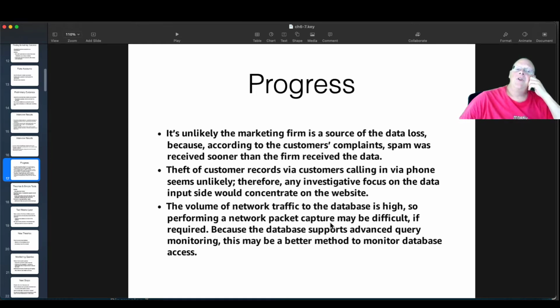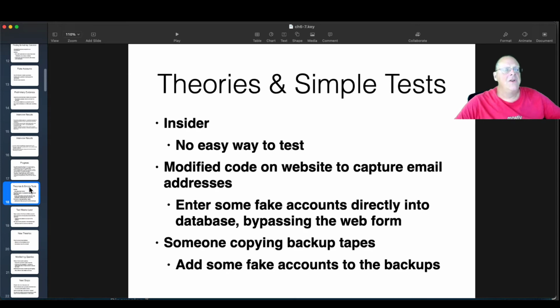Now, you don't want to capture network packets at a database because they're probably encrypted, and even if they aren't, that's far too much data. What you want to do is query monitoring. You can run an extra query that will create a special sort of log file answering a certain question. Your log file will be something like: record all the email addresses added from this date to that date. So, all right.